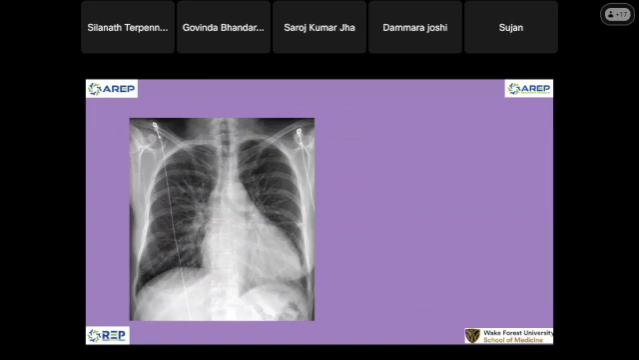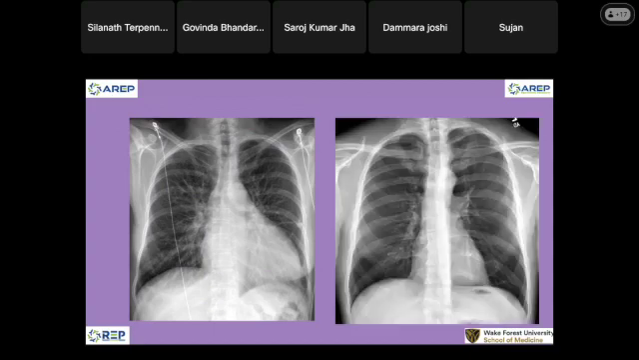What about this one? Abnormal compared to... Cardiomegaly.